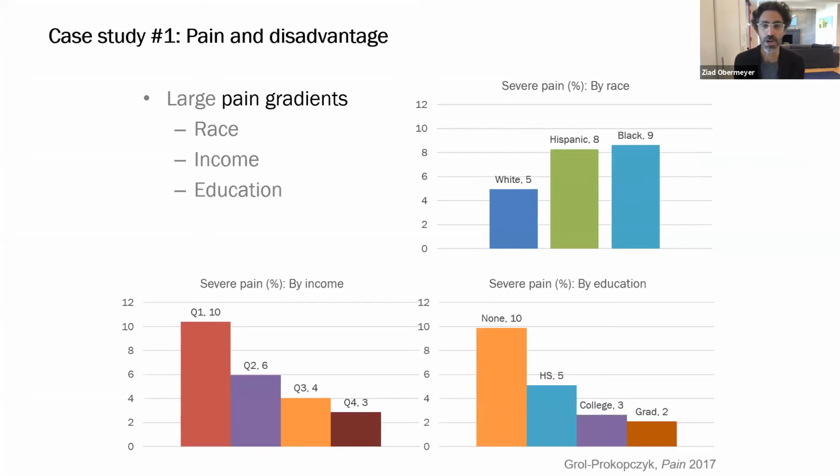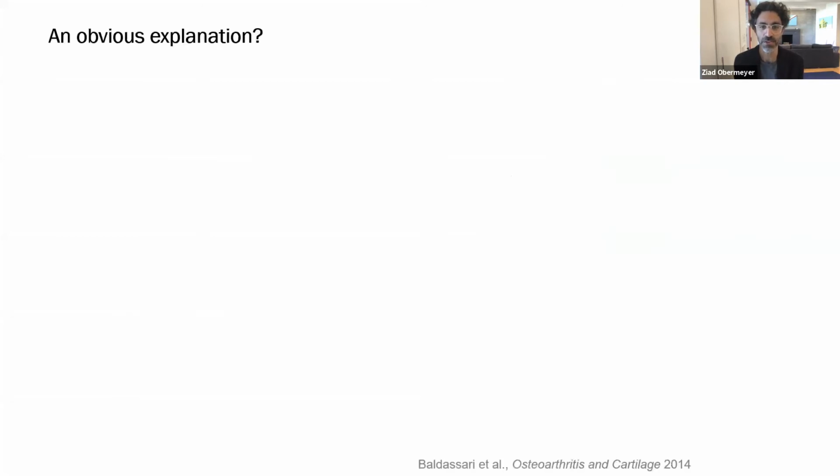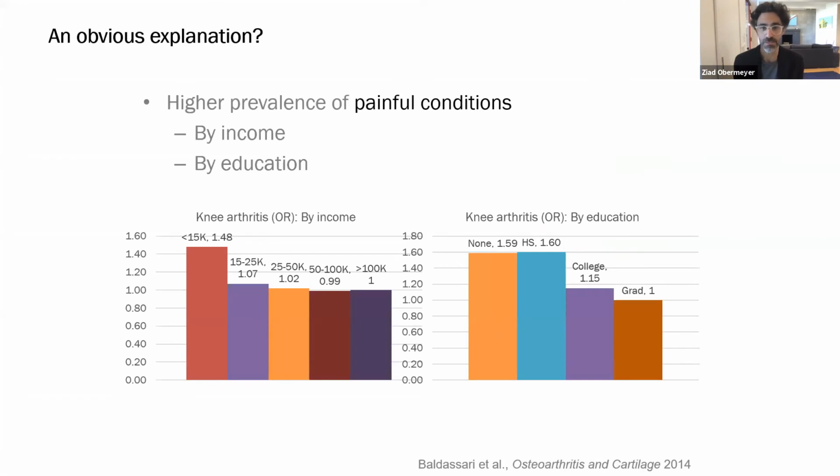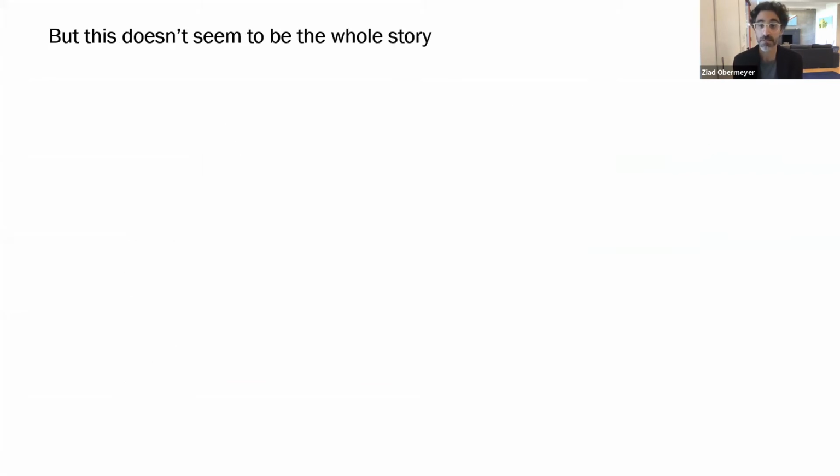Now, there's an obvious seeming explanation for this, which is that these underserved groups actually just have higher prevalence of things that hurt, and that's why they report so much more pain. And that's true to some extent, because we can look at the rates of, for example, knee arthritis among people reporting knee pain, and we do find some gradients, but that doesn't seem to be the whole story.